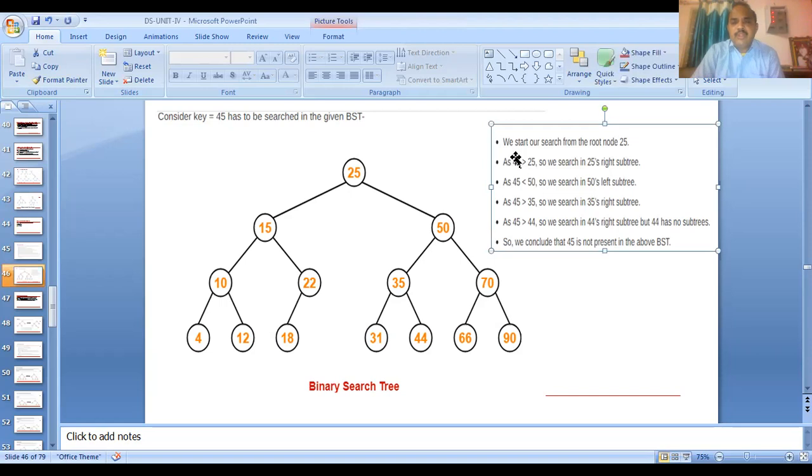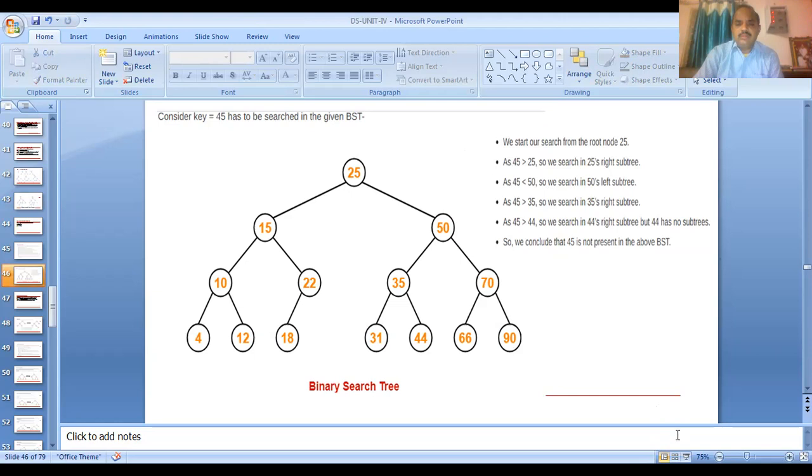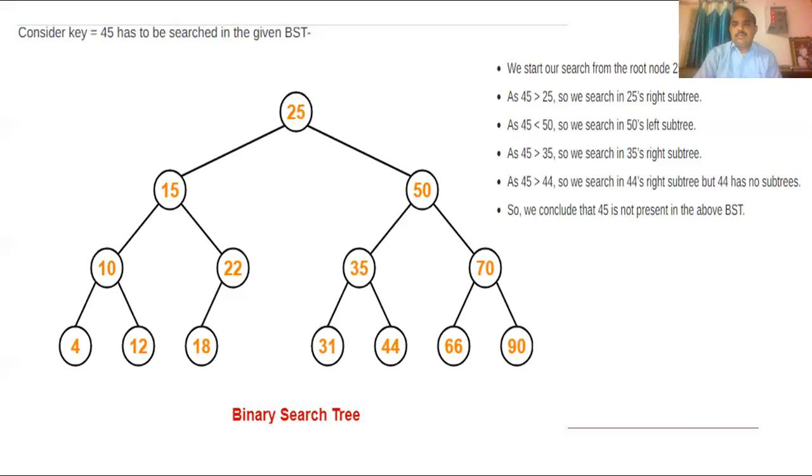So see, all of you, here we start our search from the root node 25. 45 is greater than 25, so we search in 25's right subtree. Why? Because our search element is greater than 25, so there is no need to take the left subtree; we go to the right subtree. Clear? Next, 45 is less than 50, yes or no? Then go to the left subtree.